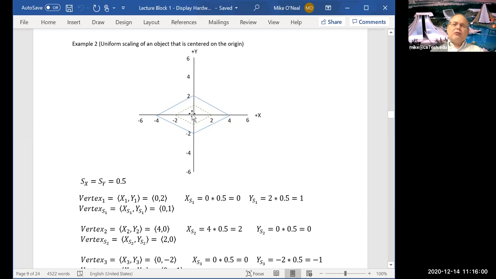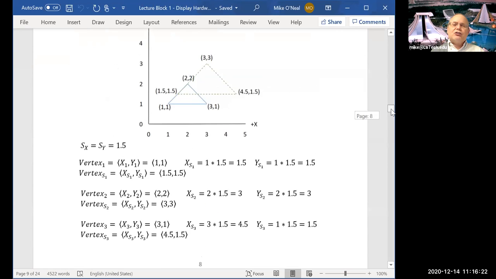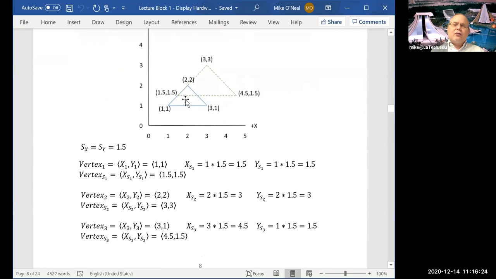The center of the bigger blue original object is the origin, and the center of the new, smaller, computed dashed green object is still the origin. So if an object is centered on the origin and you scale it, it does not move. Its visual center stays in the same location. If it is not centered on the origin and you scale it, it'll scale. It'll get bigger or smaller depending on how you scaled it, but it will move.